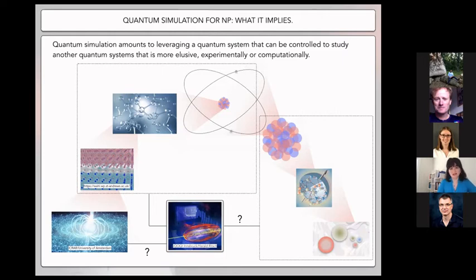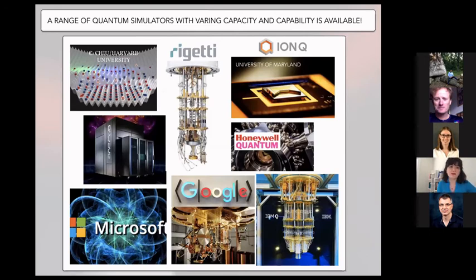So let's see how that works. Well, of course, this seems to be the right time to start thinking about this problem. And this is because there are a range of quantum simulators out there with varying capacity and capability that are available to researchers. These are whether at the universities or the companies, and then eventually, hopefully, at the national labs in the US and in other countries. And therefore, that's the reason for a lot of excitement that we should start thinking about how to leverage these systems as they move into the future and becoming more complex and more capable.